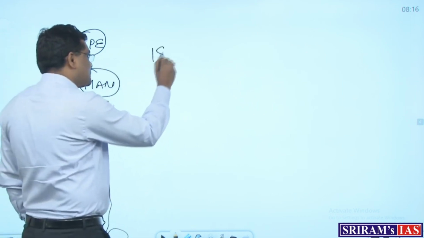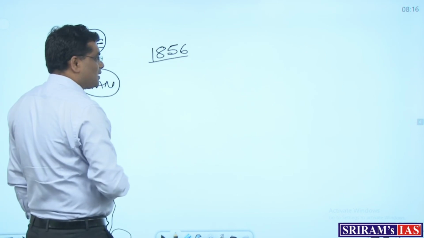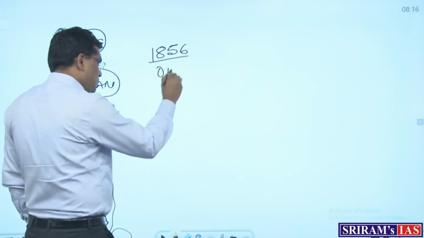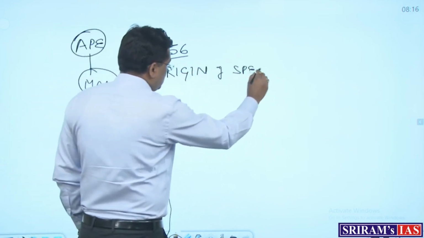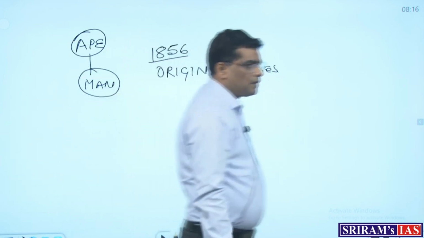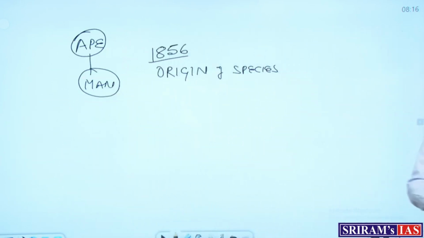So 1856, Darwin wrote a book, 1853-56, Origin of Species. In this book, Darwin laid the theory of ape ancestor of human. And then Darwin wrote another book, Descent of Man. In this book, Darwin said, since majority of ape live in Africa, therefore we should look for our ancestor in Africa.